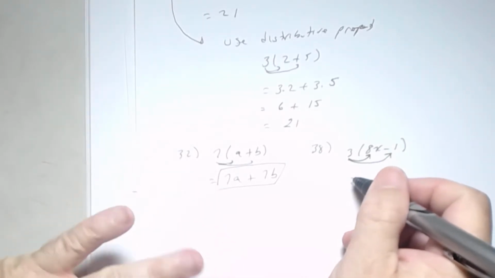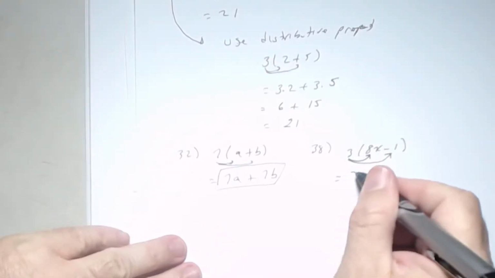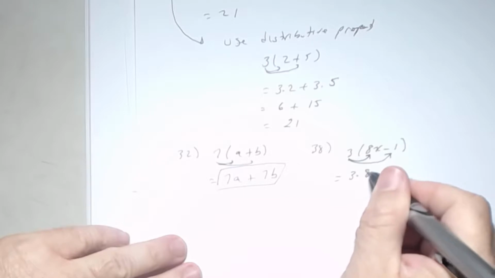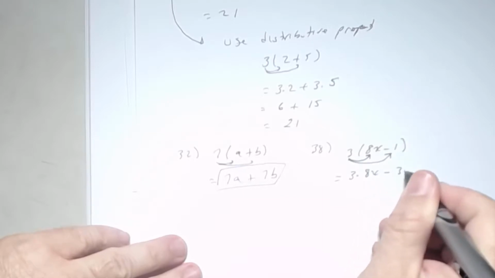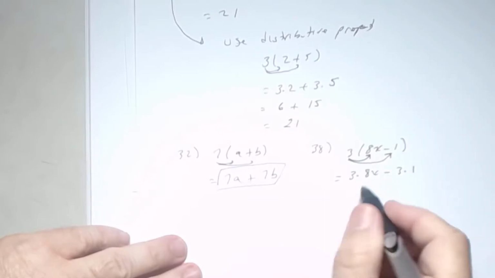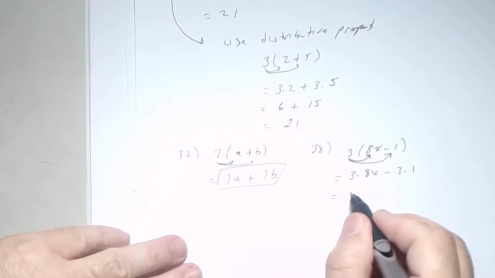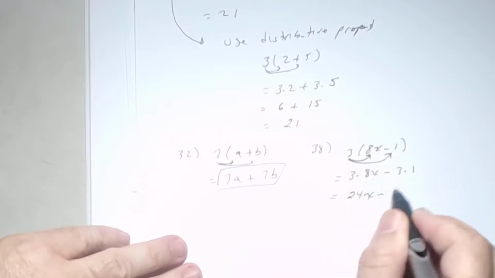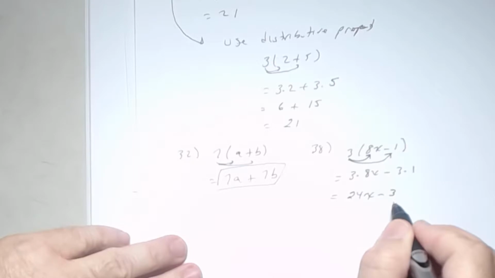If you want to skip it, you can. But basically, you're saying 3 times what? 8x minus 3 times what? 1. And what's 3 times 8x? Minus, and 3 times 1? 3. And there's your answer.